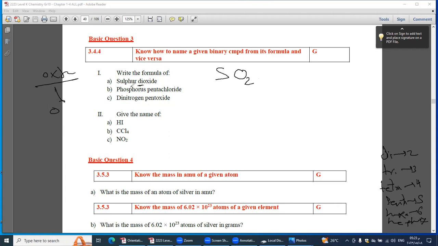So can you write the formula of sulfur trioxide? Sulfur trioxide, write it now, fast. Okay, excellent. SO3.